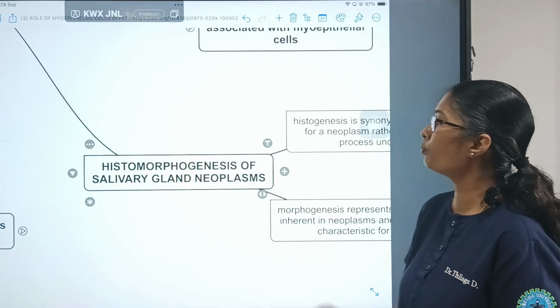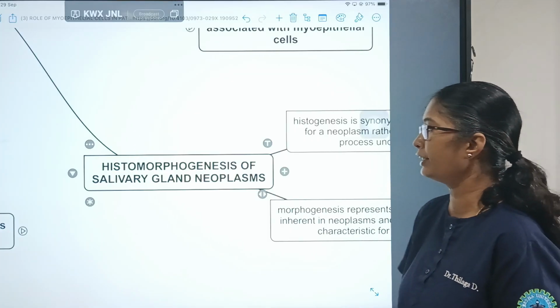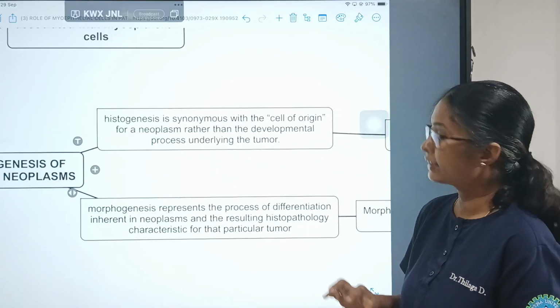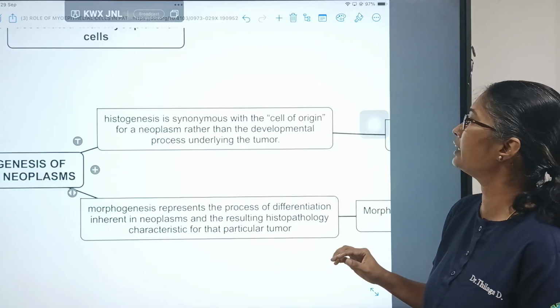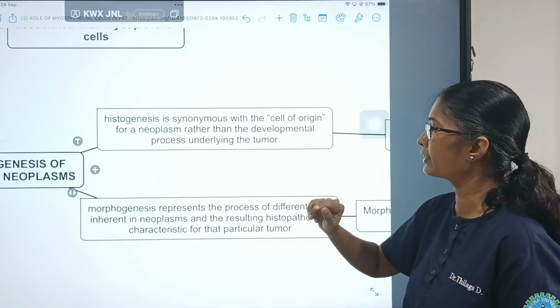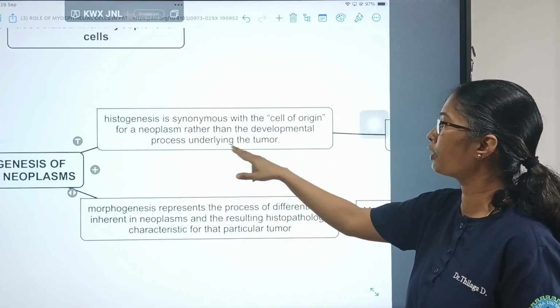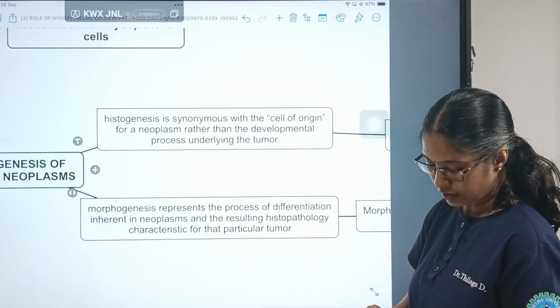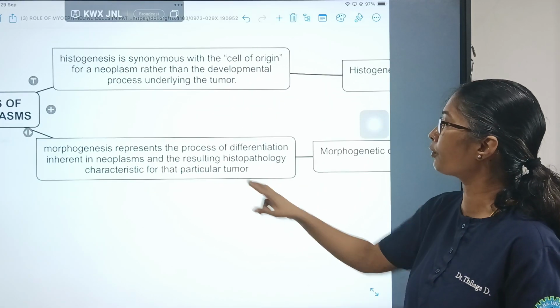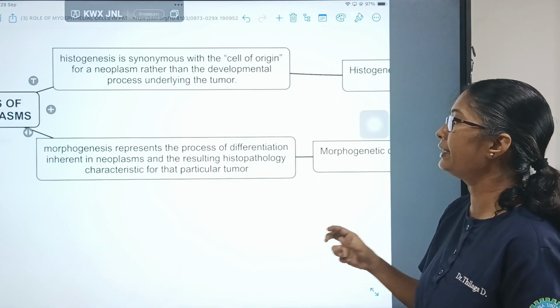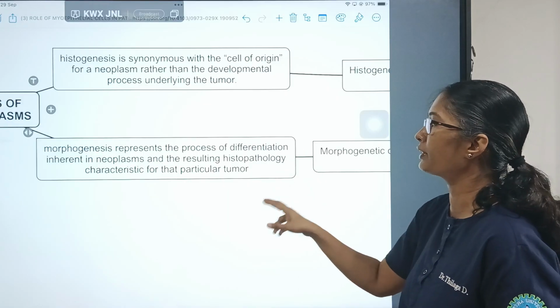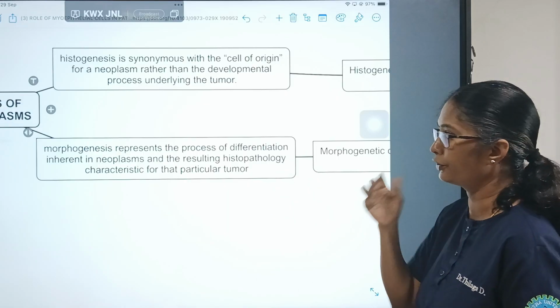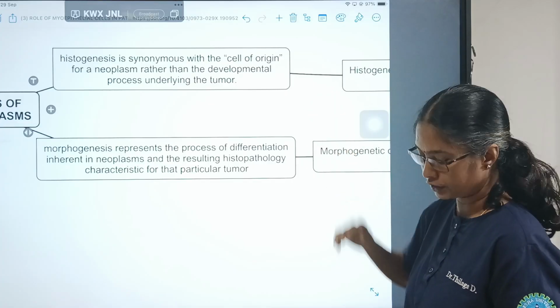Now we will see the histomorphogenesis of salivary gland neoplasms. What is histogenesis? It is synonymous with the cell of origin for a neoplasm rather than the developmental process underlying the tumor. So the cell of origin is histogenesis. And what is morphogenesis? It represents the process of differentiation inherent in neoplasms and the resulting histopathology characteristic for that particular tumor. So that is histomorphogenesis.